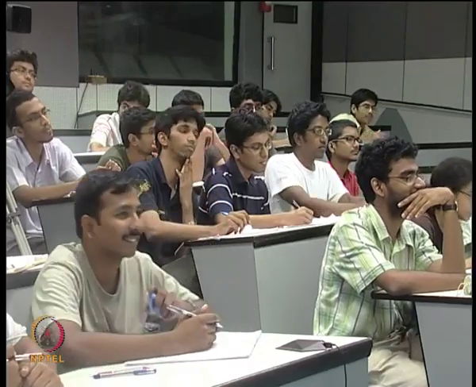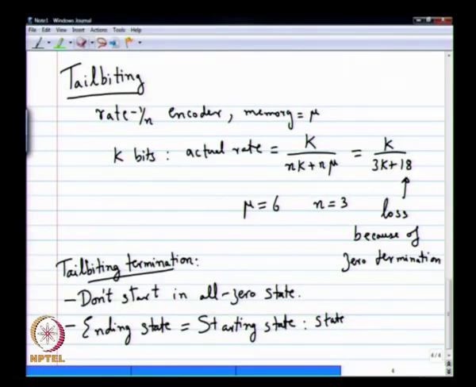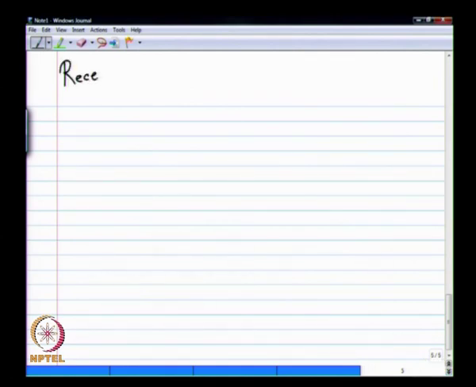But what is the catch here? There is a catch: the receiver does not know that state, and you cannot avoid that. The starting state and ending state will be message dependent. So the catch obviously is that the receiver does not know the starting state, which is also the ending state.